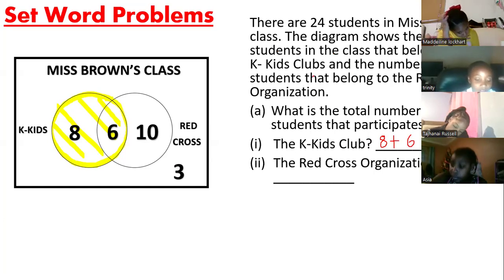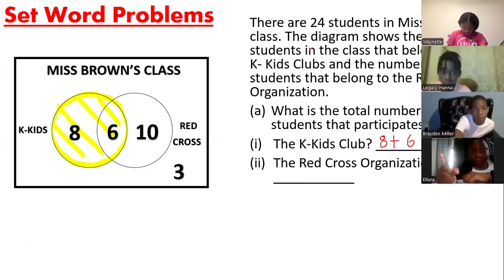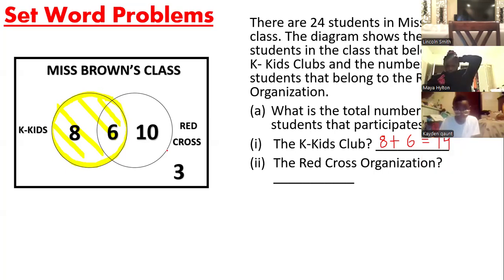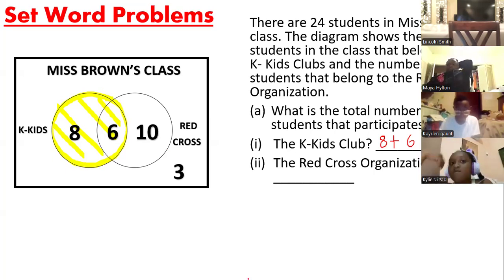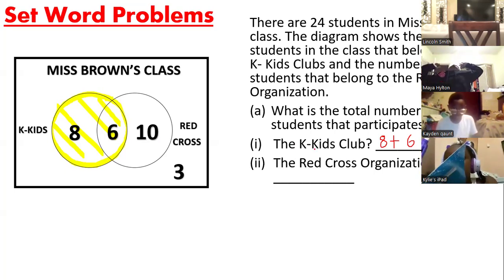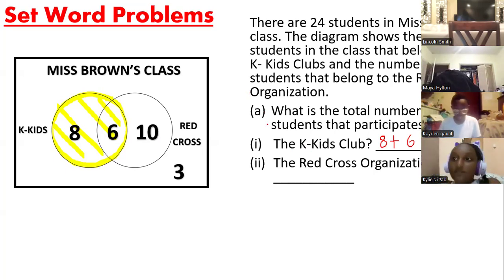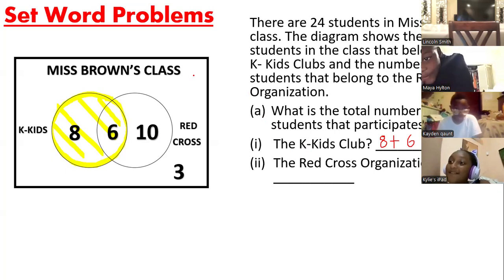So the number of students in the K Kids Club is 14. Where's Kylie? You need to turn your camera on. Oh, I can see you now. Let me ask you a question. Kylie, how many students are in the K Kids Club? 14. How did we get 14? 8 plus 6. Where did we get the 8 from? The first circle. Good. And where do we get the 6 from? In the middle. Good. We have to add, because this entire circle is for the K Kids Club.